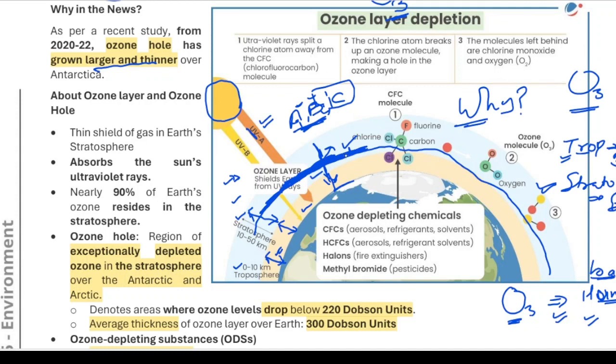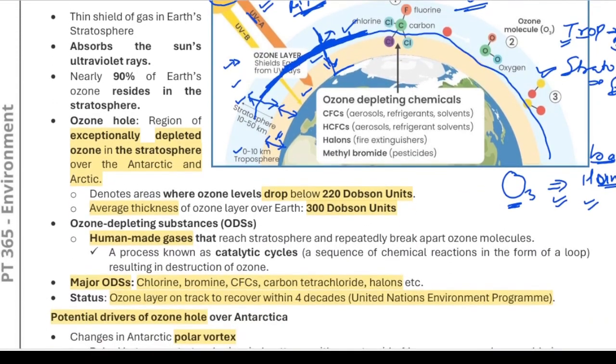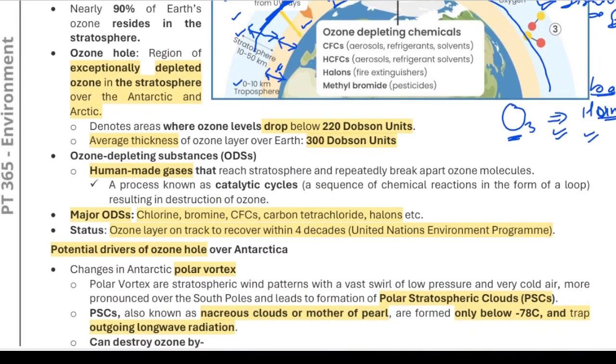Okay, so some of the compounds that are being used by humans, let us discuss in this section only. Some of the human-made gases which are major ODS, that is, ozone depleting substances, like chlorine, bromine, CFCs, carbon tetrachloride, and halons, are being used by humans.